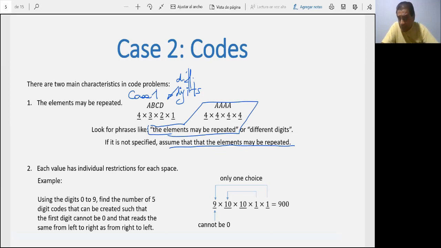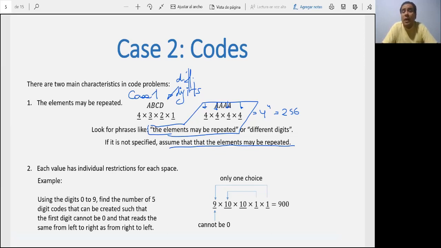You set your 4 spaces and then you establish a number of options. Since you can repeat any symbol, then you can have the full number of options for each position. 4 times 4 times 4 times 4. That is 4 to the power of 4, right? Which is actually 256. That's it. Okay, so you have those 2 possibilities.